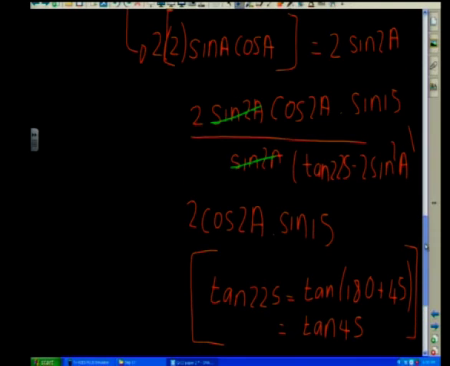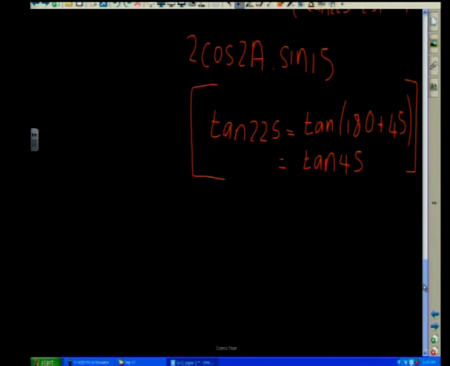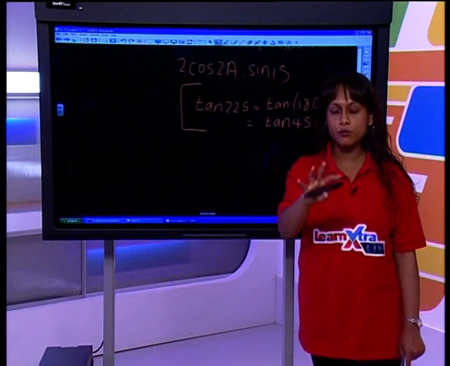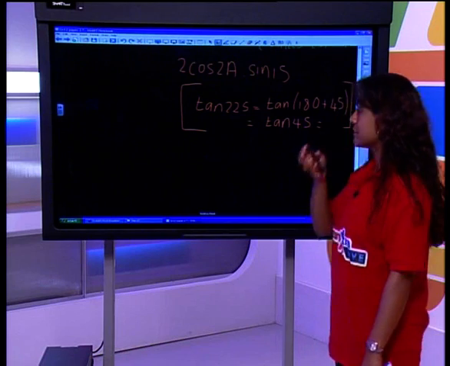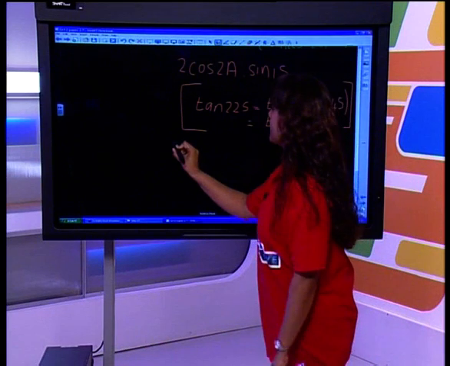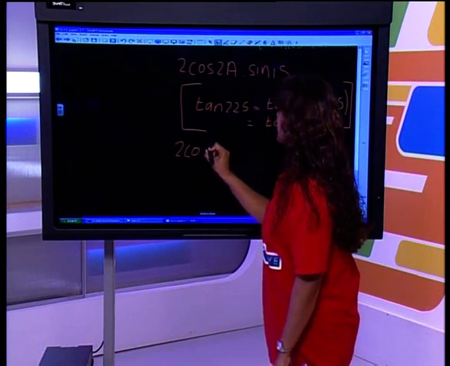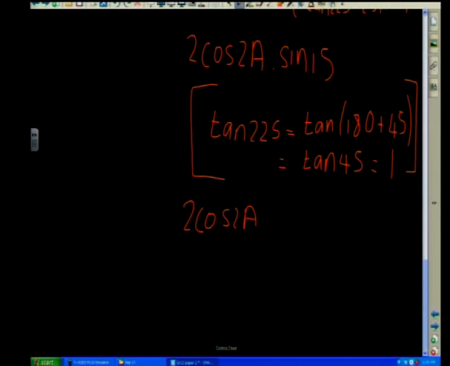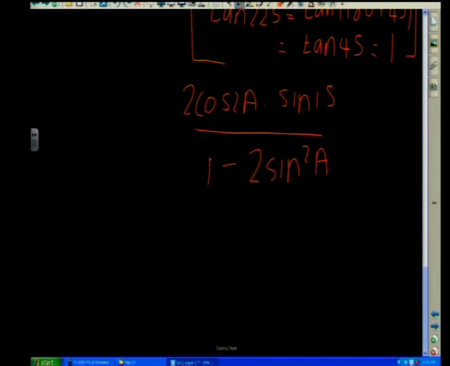So in place of tan 225, I can put in tan 45, but from special angles, tan 45, if you do it on your calculator, is equal to 1. So we're simply going to replace tan of 225 degrees in the denominator with 1. Okay, so now my fraction becomes, once again, 2 cos 2a times sine 15 all over 1 minus 2 sine squared a. Okay, so we just carried the second term through.